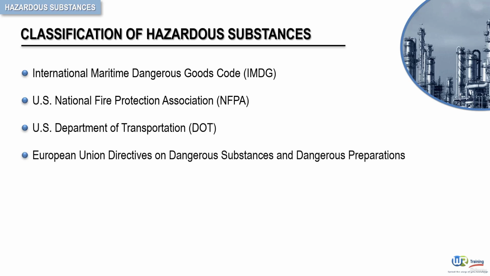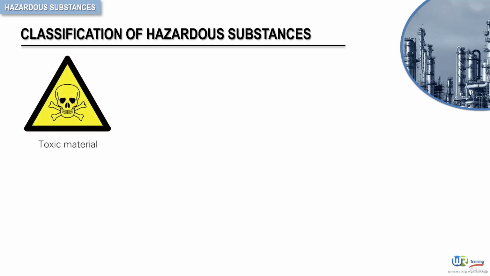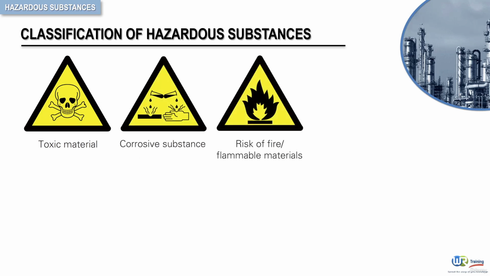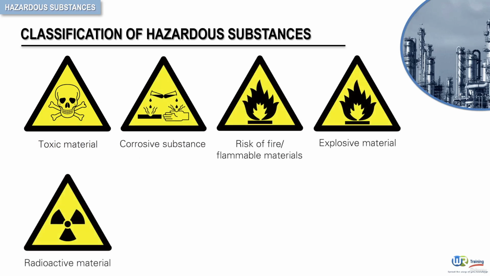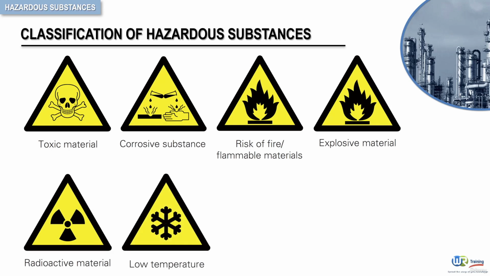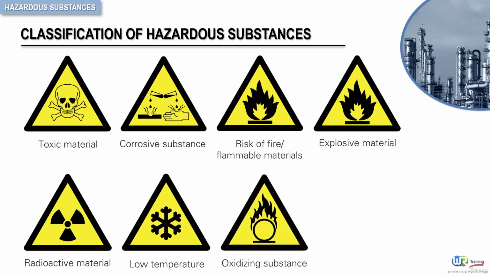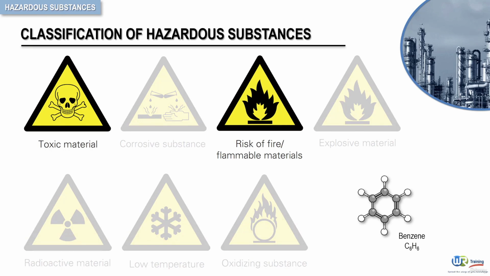In general, and as already discussed, hazardous materials can be categorized as follows: toxic, corrosive, flammable, explosive, radioactive, cryogenic, and reactive. Some substances can be a combination of these categories. For example, benzene is both flammable and toxic.